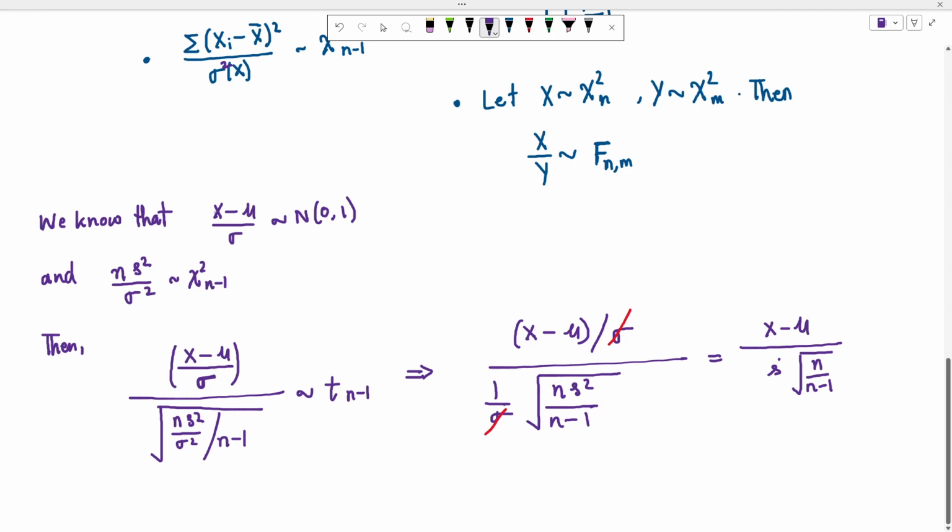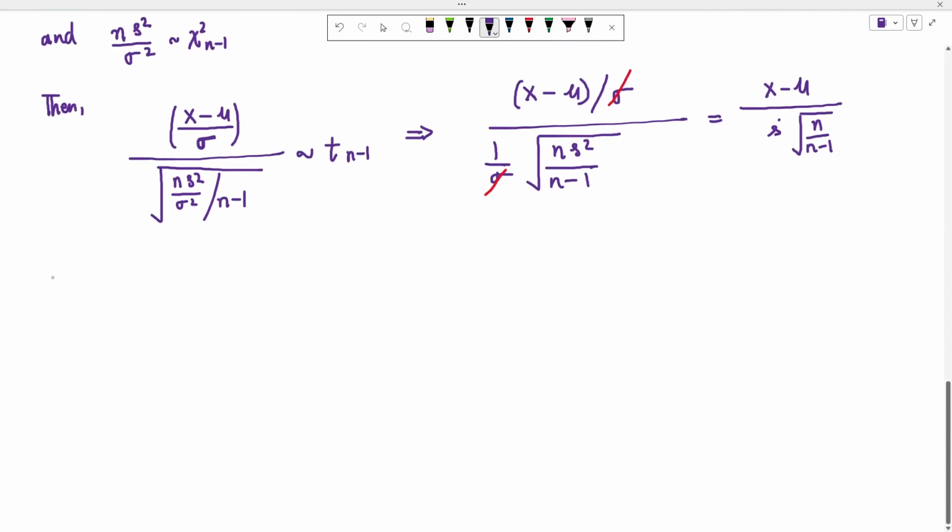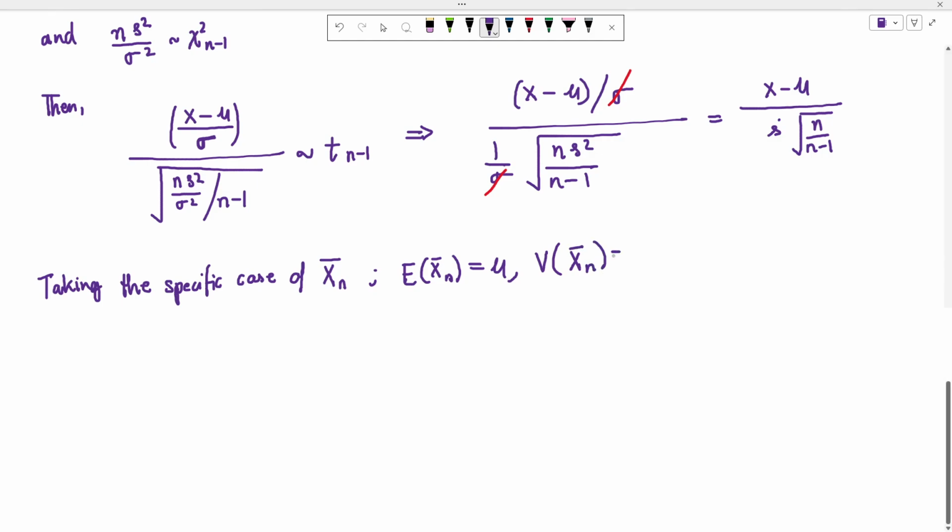Now, this was any x, right? It was any x, the x minus mu by sigma that follows normal distribution, right? Now if I take the specific case of xn bar. What is my xn bar? Xn bar is just my sample mean. Then what is my expectation of xn bar? It is just mu. And what is the variance of xn bar? It is sigma square by n.